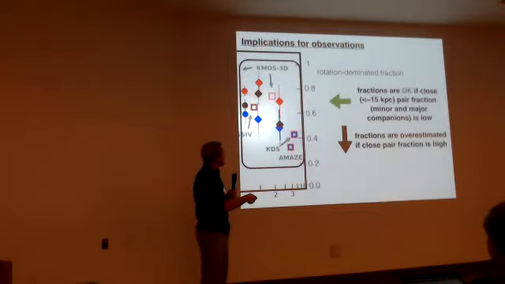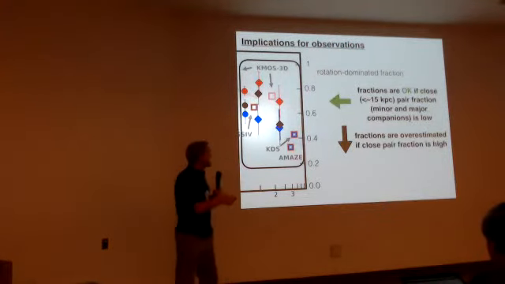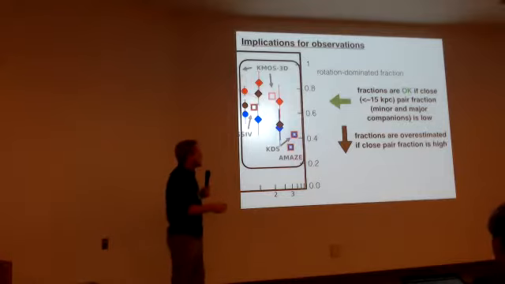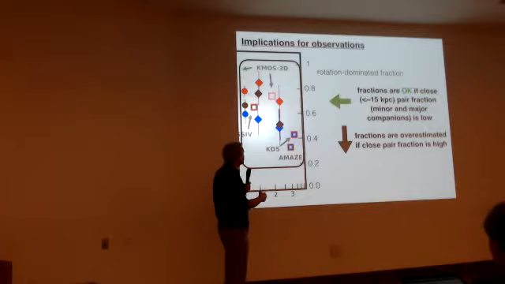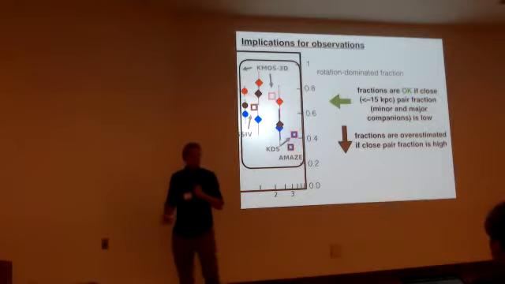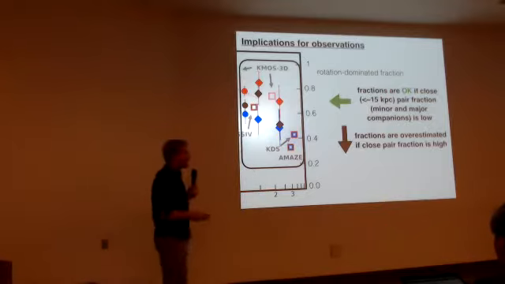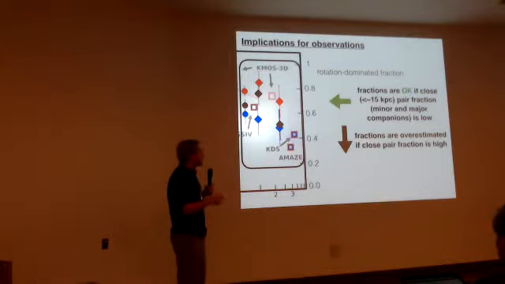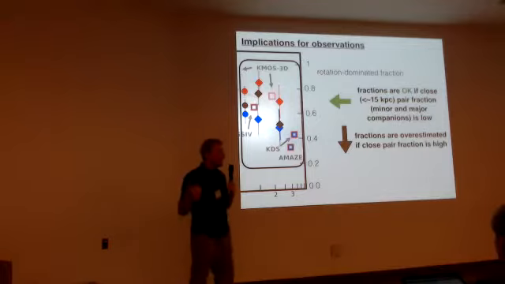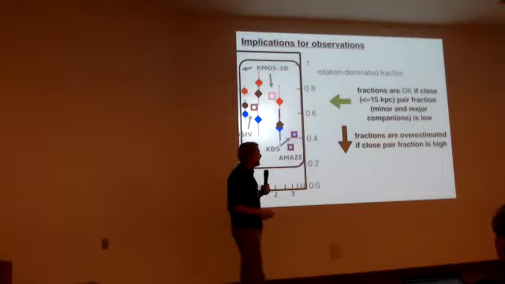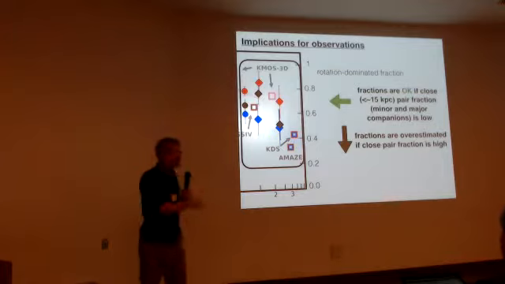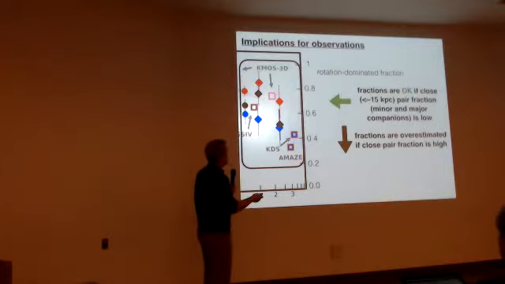I'll show you the second case in a second, but I just want to say that the implications for the observations are that these fractions that we measure, which I argued are one of the most important bellwethers we have for whether mass assembly was violent at high redshift, are okay if there are not very many galaxies with close pairs within 15 kpc. They're overestimated if the close pair fraction is high. So this is something that is important to measure.